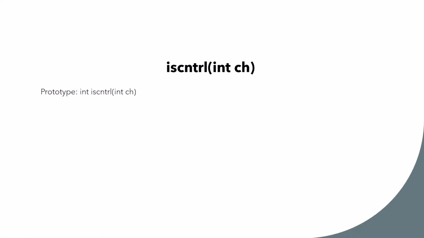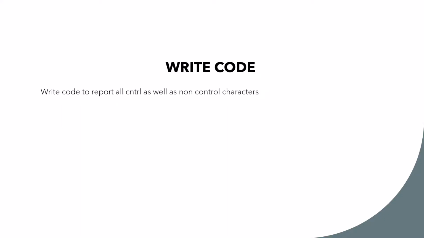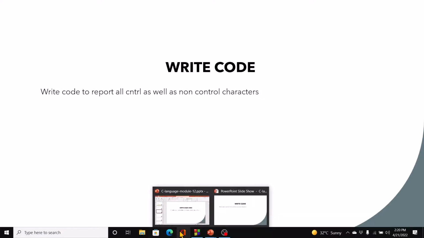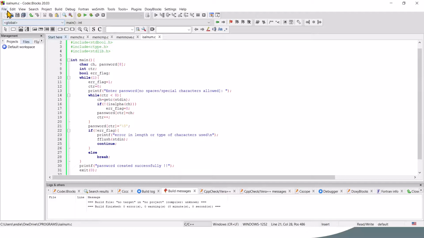iscntrl. Again returning an integer, taking as parameter the character, returns true or non-zero if ch is between 0 and 1f, or the delete, because those are the control characters. Otherwise returns 0. So write some code to report all control as well as non-control characters. We'll go back to Code::Blocks and we start a new file.